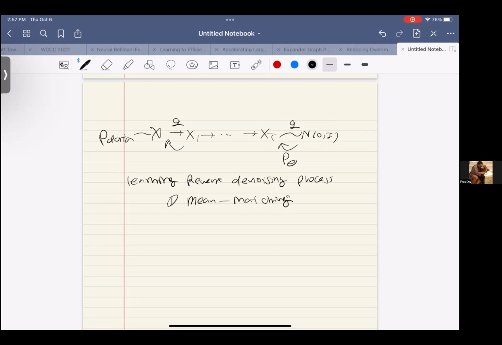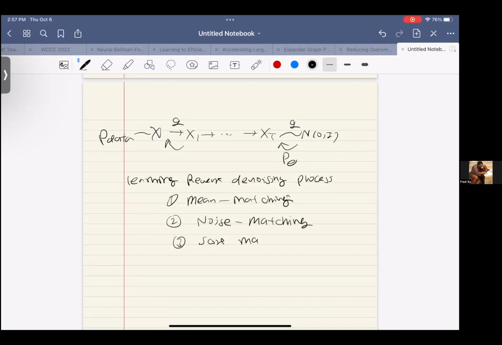And then there are some other variants, depending on how you write the formula of the mean, it can actually turn into something called noise matching, and the score matching. The score matching is actually very, very interesting. It's going to tie us to another perspective of the diffusion model.